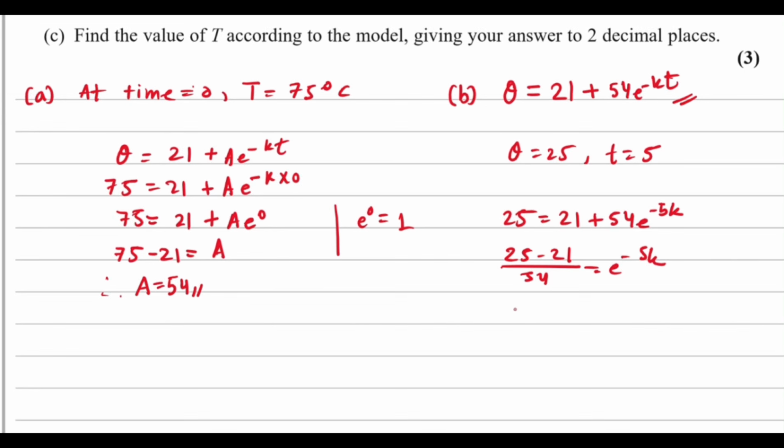We can take ln for both sides. So ln of (25 minus 21) divided by 54 will equal minus 5k. Why did this happen? Because we know ln of e to the power of minus 5k would be equal to minus 5k ln e, and ln e would be equal to 1. So our ultimate answer is minus 5k.